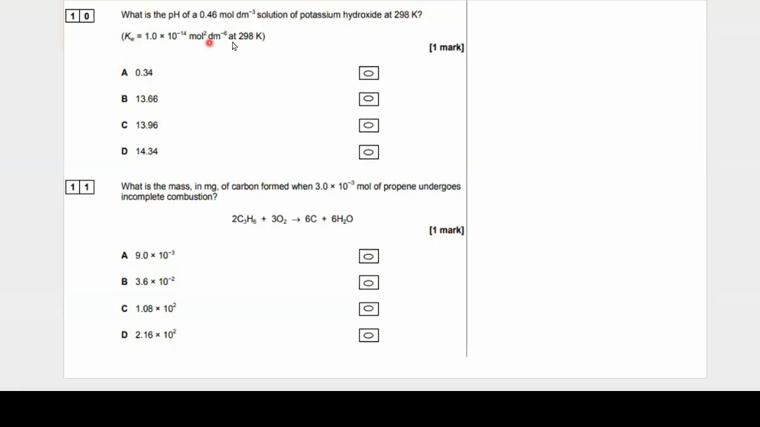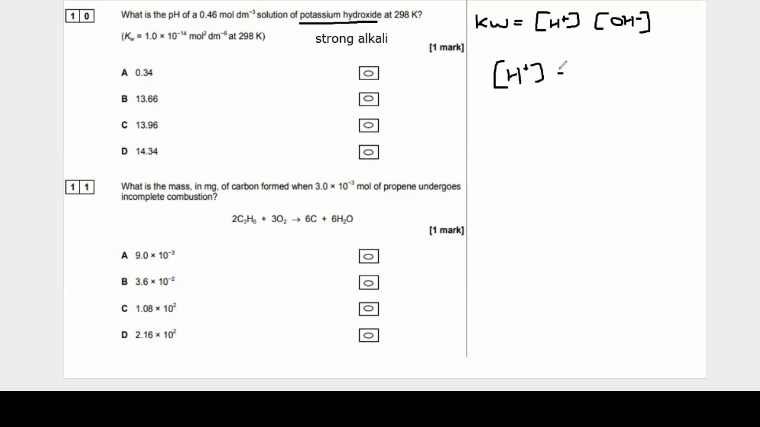Question 10. What is the pH of 0.46 mol per decimeter cubed solution of potassium hydroxide at 298 K? Well, we've got the Kw here, so we want the Kw equation. Kw equals the concentration of hydrogen ions times the OH- ions. We're asked to find a pH, so we need the hydrogen ion concentration. So we need to rearrange that equation. So the hydrogen ion concentration is equal to Kw over OH-. We do that by dividing both sides by OH-. And now we just plug in the numbers.